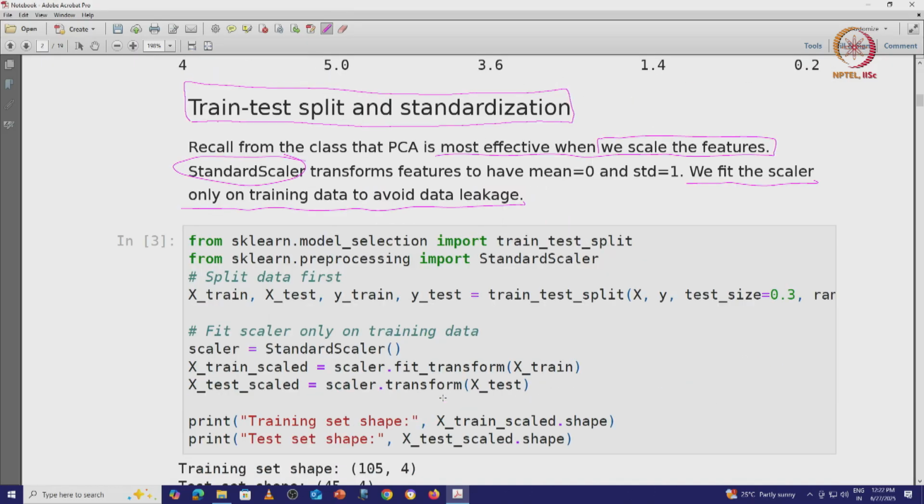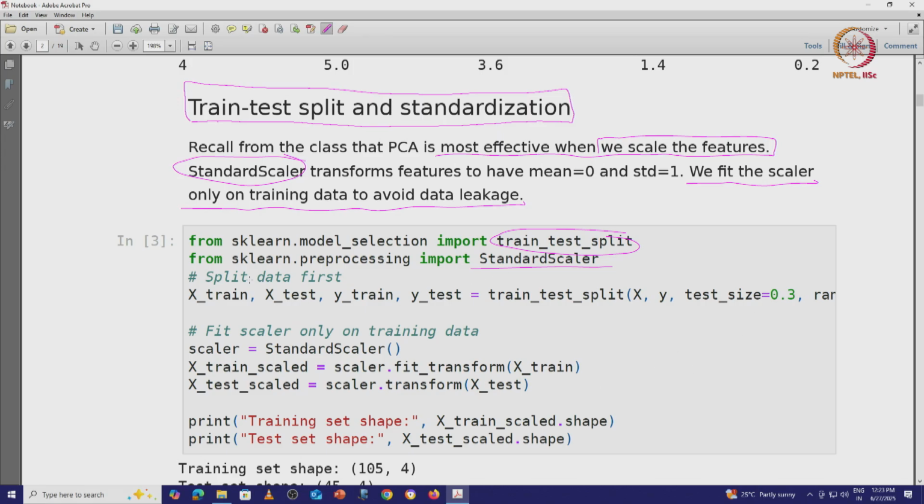Alright, so these are commands you've seen already, the test train split, right? And then this is something we encountered here, the standard scaler. So that's what we are doing here. We are splitting the data first, right? You have to give the size as well as the random state, which is not visible here, but you could set those kinds of commands.